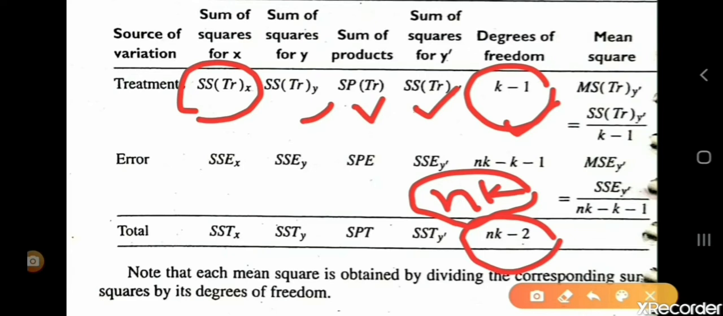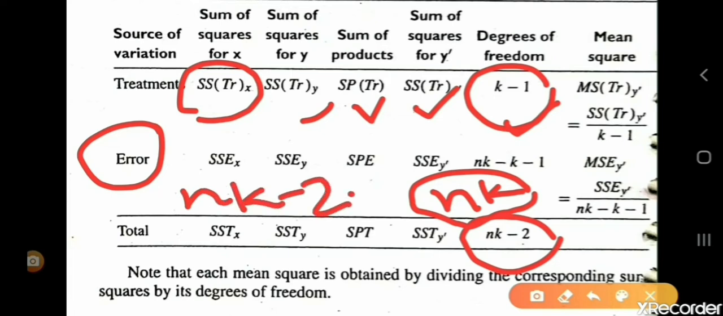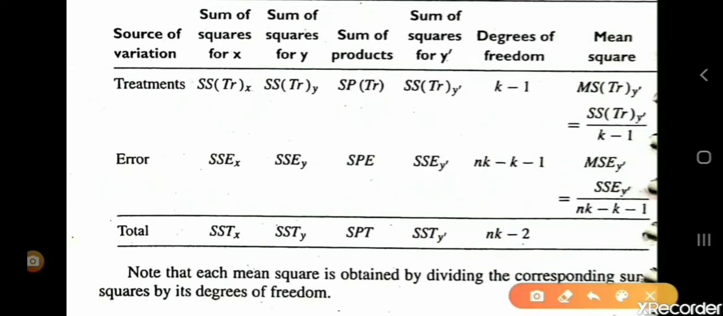For error degrees of freedom, you can calculate by total degree of freedom minus treatment degree of freedom: nk minus 2 minus k minus 1. So from here the error degree of freedom comes out to be nk minus k minus 1. And this is the adjusted mean for treatment, and this is the adjusted mean for error.